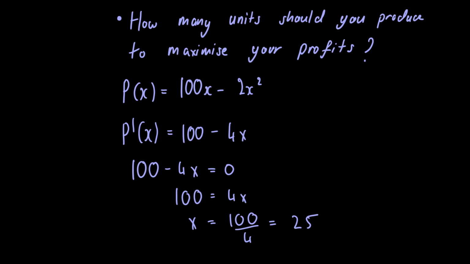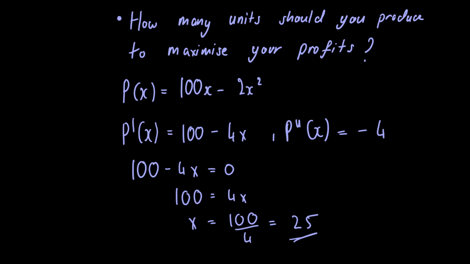The next thing that we need to do is determine whether this critical point is a maximum or a minimum. We can do this by looking at the second derivative of P(x). So the second derivative of P(x) is just equal to -4. Since the second derivative is negative at the critical point x = 25, we know that it is a maximum. Therefore, the optimal number of units to produce is 25, and that's the final answer to this problem.